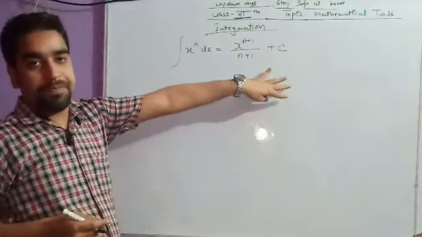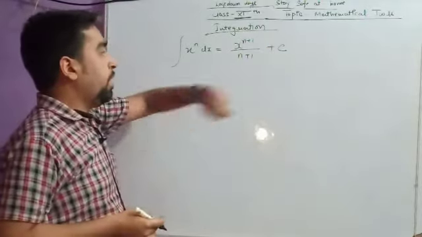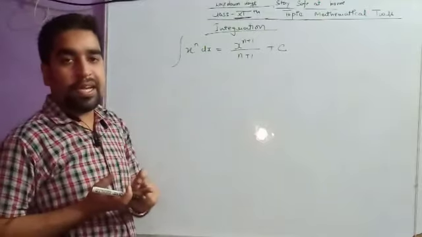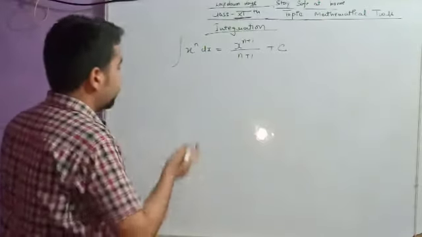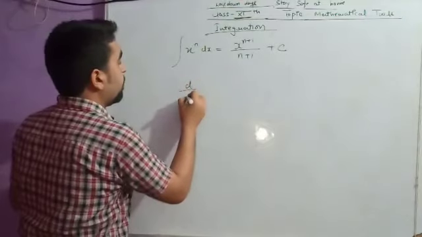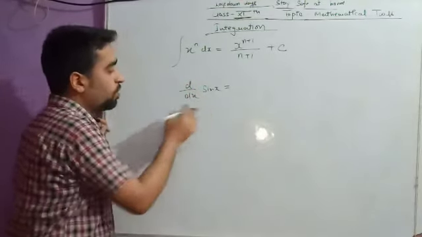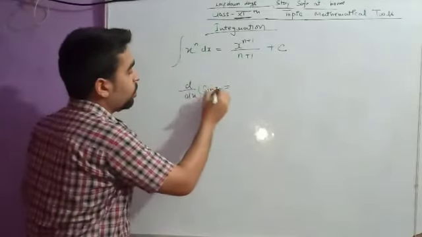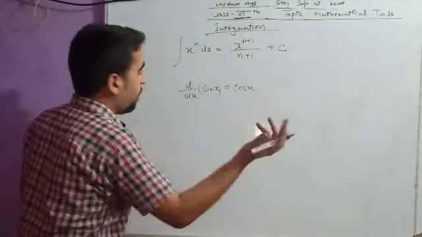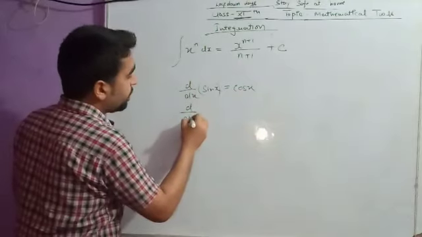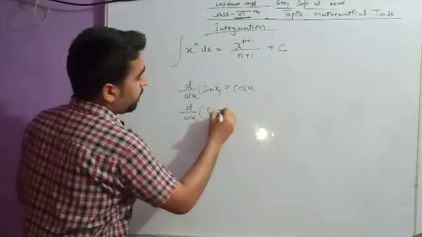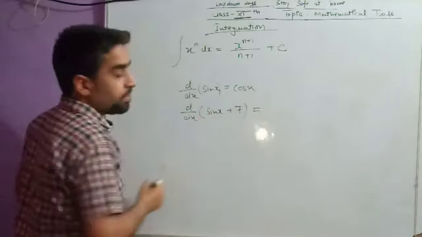Now what is this c? This is a constant. Why this constant is introduced, I can give you one example. Suppose we are differentiating sin x. What will be the answer? We already know the differentiation of sin x is cos x. Now suppose we are differentiating sin x plus 7. What will be the answer?